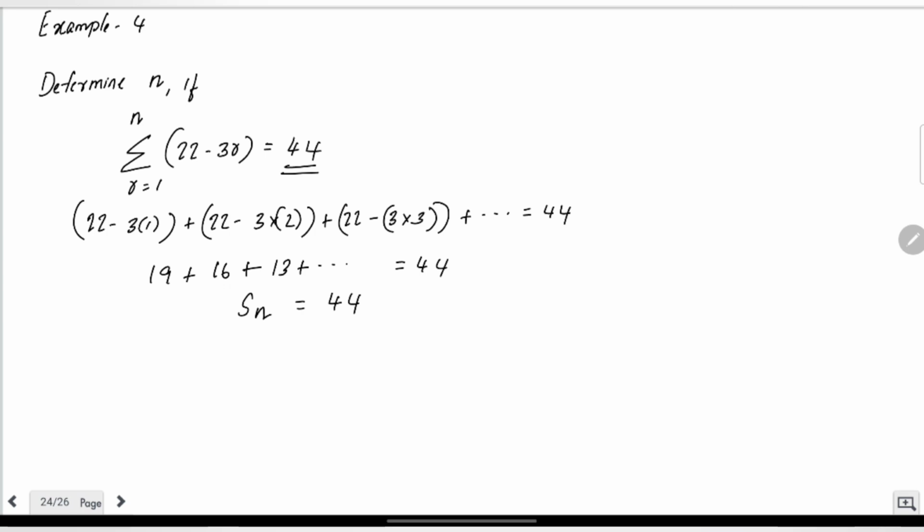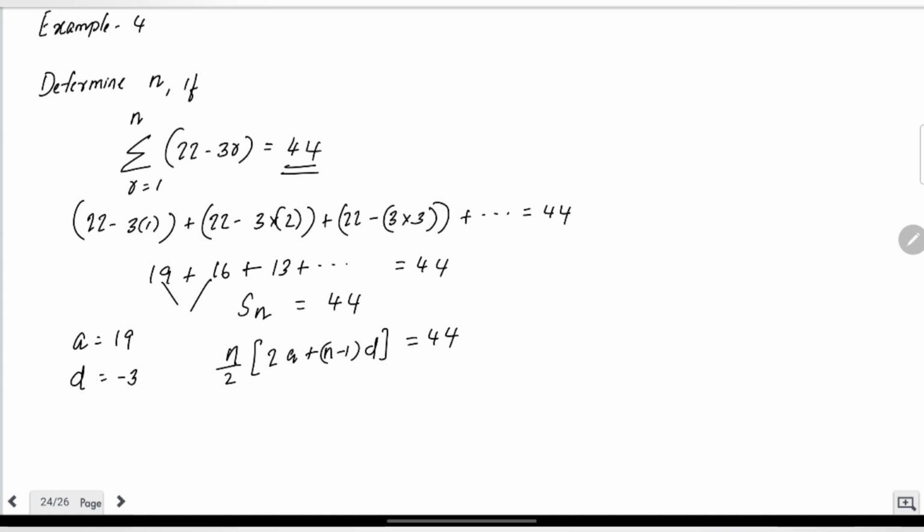Arithmetic. So the formula is n by 2, 2 times a plus n minus 1 d is equal to, actually the answer is given, isn't it? Yes. Now simplify. What is a? A is equal to 19. What is d? 16 minus 19 is negative 3.